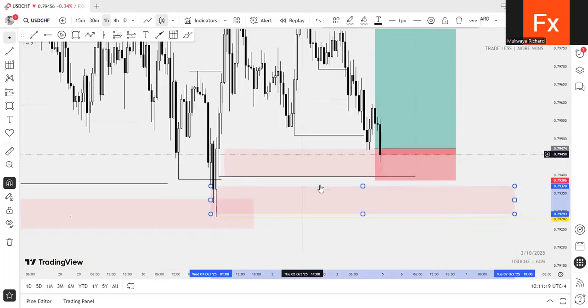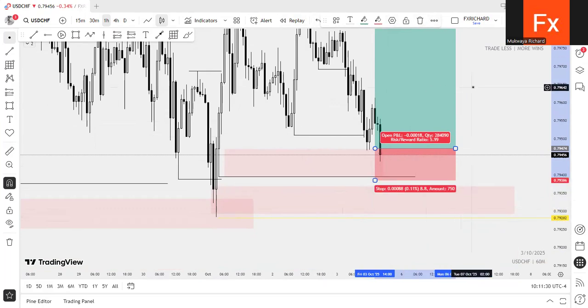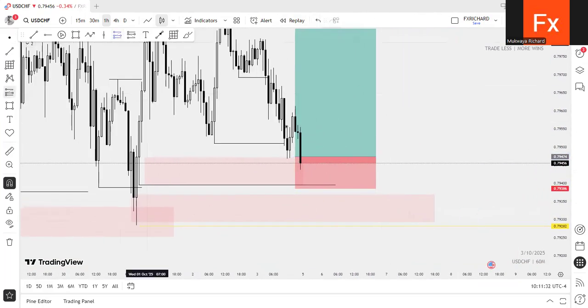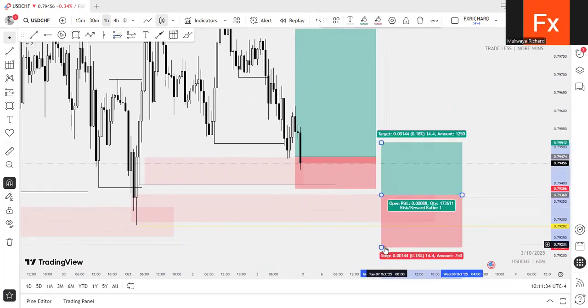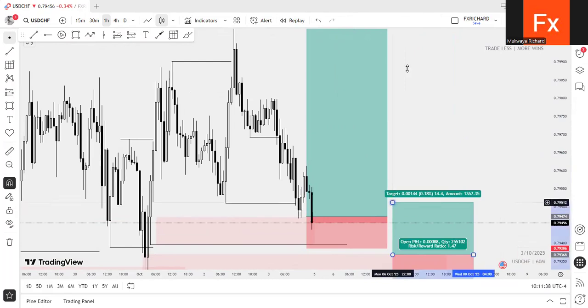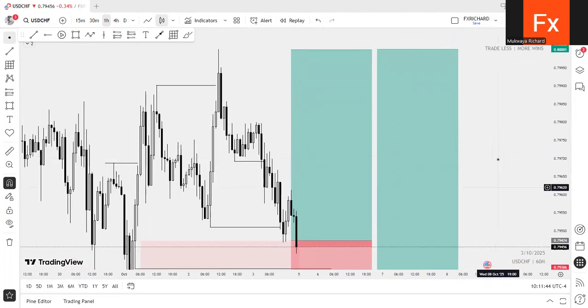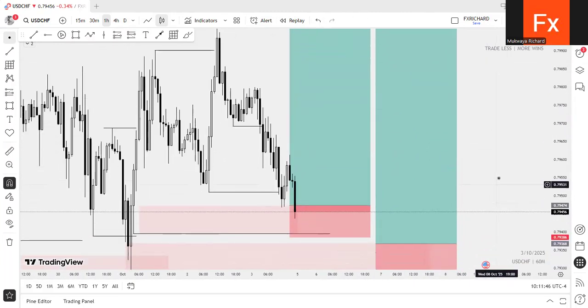Or you can decide to enter from there, then you put your stop loss below here. But it's 20 pips SL. Or you can have your second entry from here and your stop loss below that, then your take profit will be here. 60 pips. Risk reward is 1 to 6 RR.